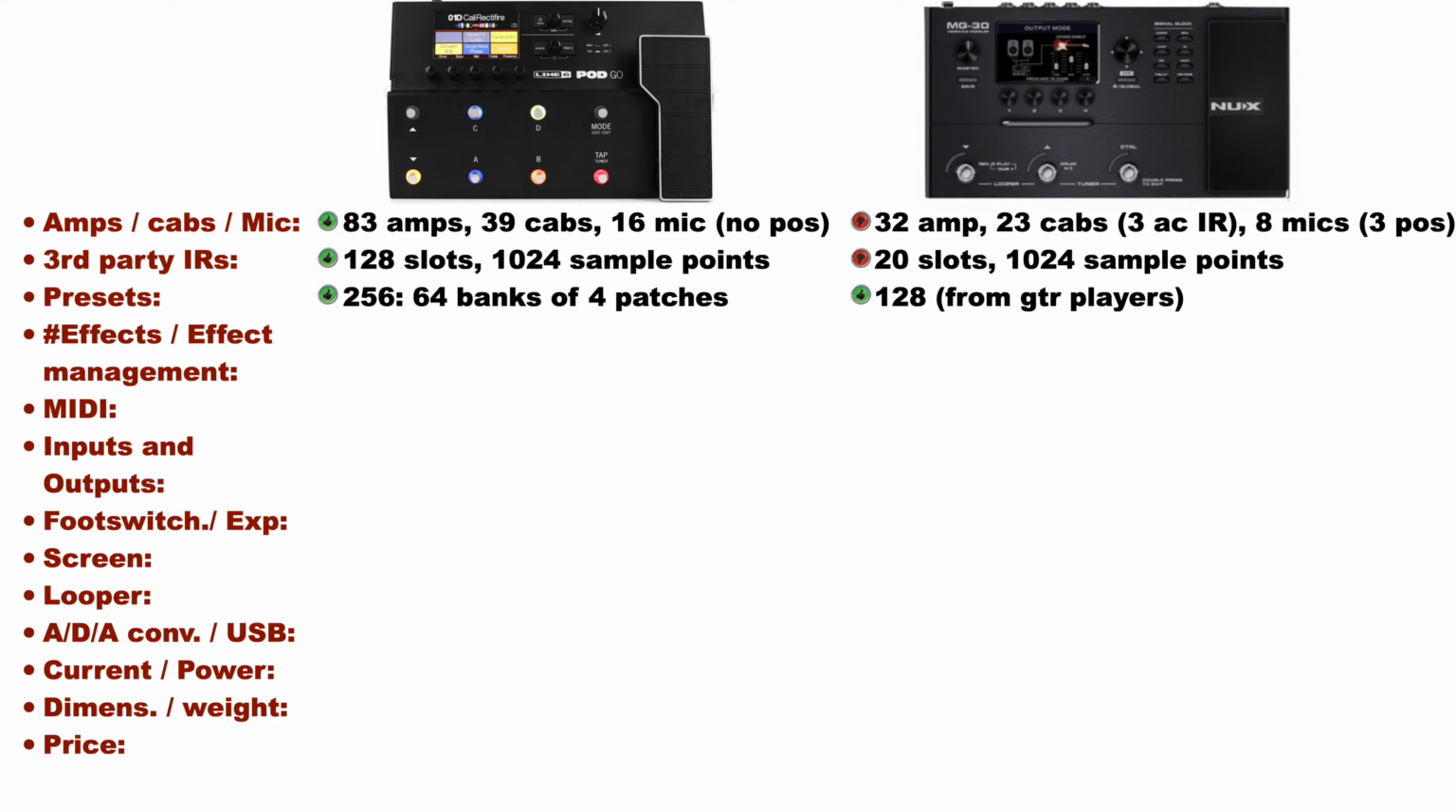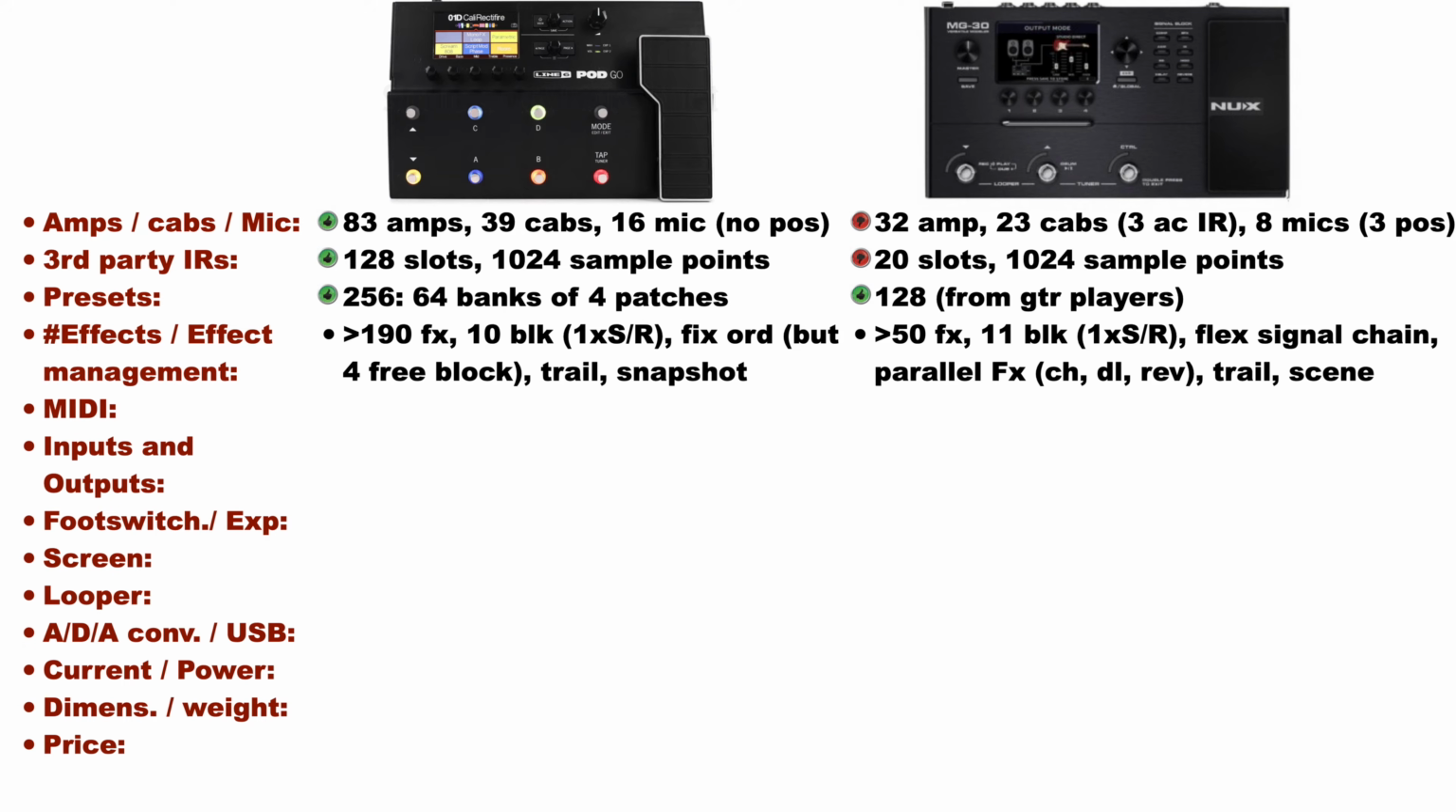Let's now talk about effect and effect chain management. That is maybe the most complex argument to talk about. In the Pod Go we have more than 190 effects arranged in 10 blocks, with one dedicated to the effect loop, and 4 blocks where you can assign whatever effect you want. In the MG30 we have 50 effects, distributed in 11 blocks, one dedicated to the effect loop, and you can put the effects in whatever position you want in the chain, also with the possibility to have chorus, delay and reverb both in parallel and series.